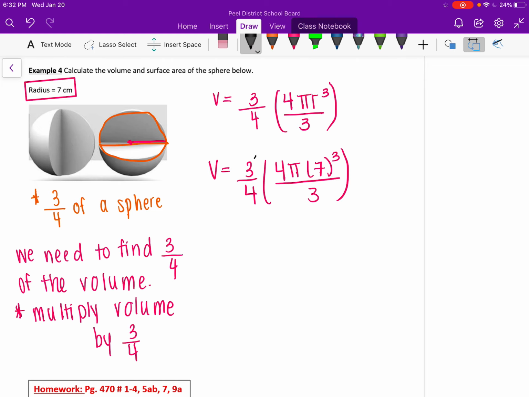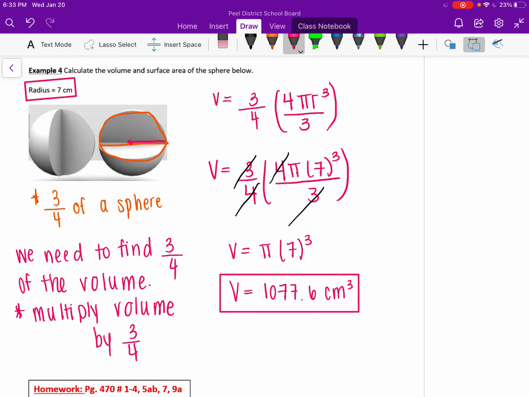But I'm just going to go in and I notice that this 3 and this 3 cancel out, and this 4 and this 4 cancel out. So I'm left with volume is equal to pi times 7 cubed. 7 cubed is 343, times pi is equal to 1077.6 centimeters cubed. And that's my volume. Easy peasy, lemon squeezy.